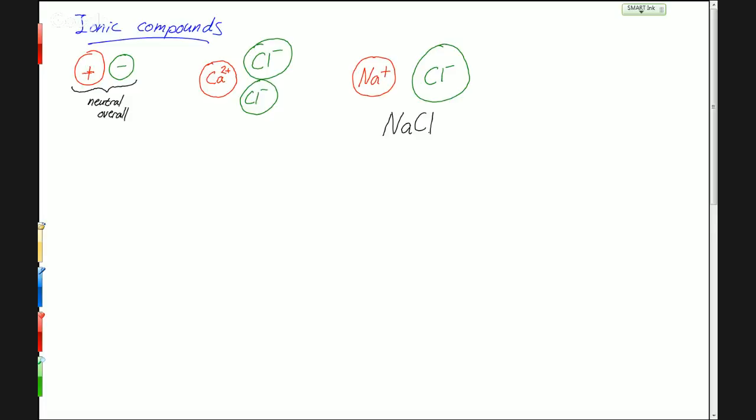Calcium chloride, we're going to do that a little bit differently. The formula for calcium chloride is CaCl2. That little 2 down there means that for every calcium ion, we need 2 chloride ions in order to balance the charge. Both of those compounds together are neutral overall. They have no charge overall.